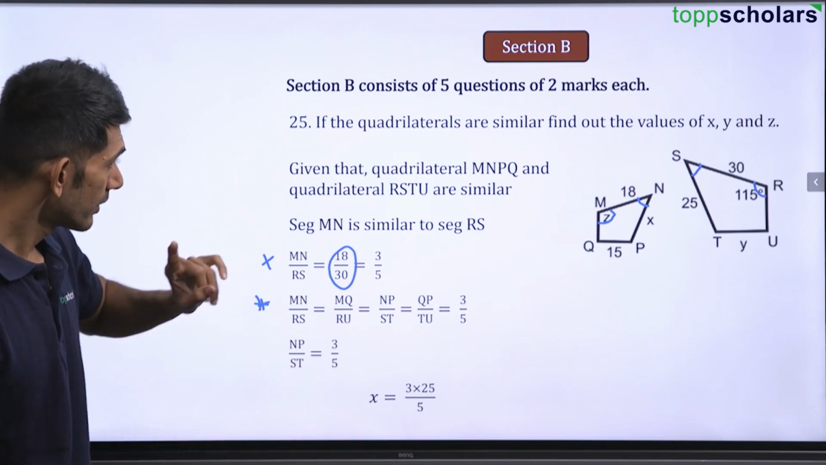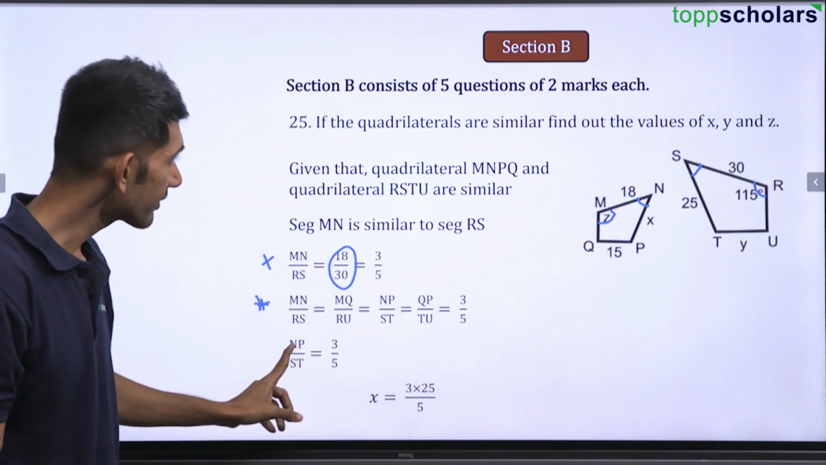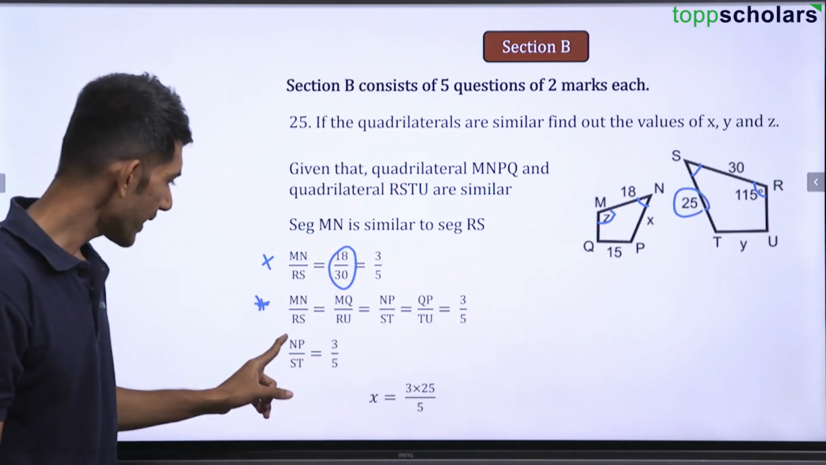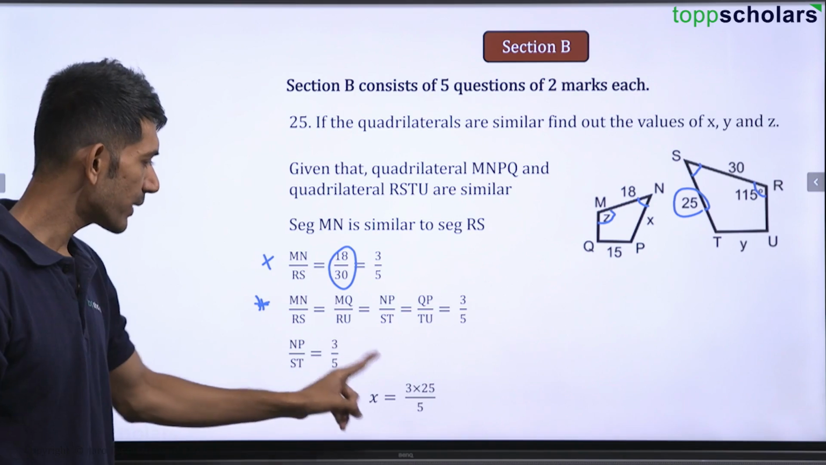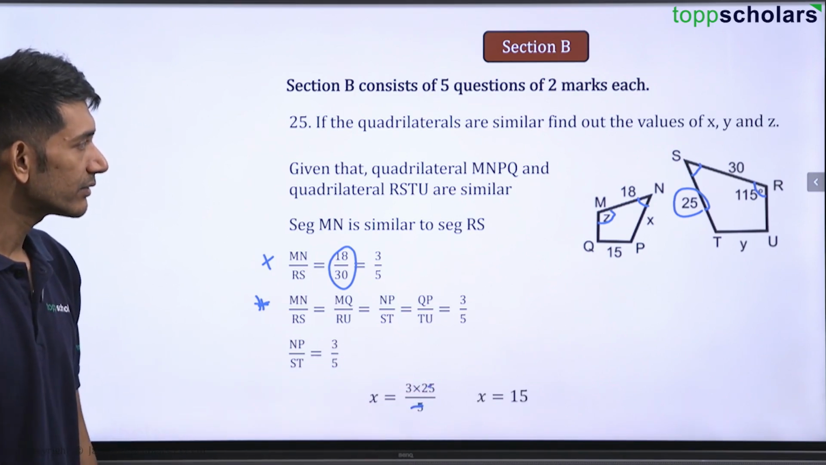So NP, you have to check how much is NP. NP is x. ST, how much is ST? ST is 25. So NP by 25 is equal to 3 by 5. Take 25 to the other side. 5 ones are 5, 5 fives are 25, so 15 you will get. So the value of x is 15.